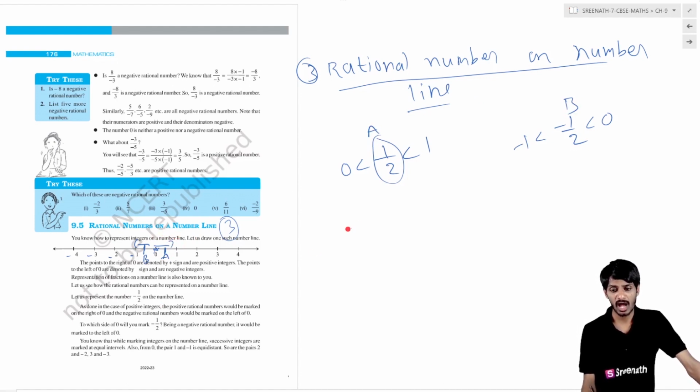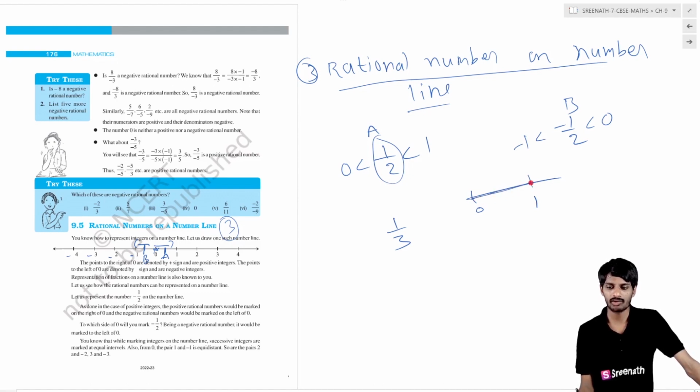Then how do you represent 1 by 3? It is very simple. 1 by 3 means one part out of 3. Suppose this is 0 and this is 1. You have to break the space between 0 and 1 into 3 equal parts: 1, 2, 3. All these have the same equal distance. This part we call 1 by 3, this part we call 2 by 3, and this part we call 3 by 3. If you look clearly, 3 by 3 is nothing but 3 ones are 3, that is 1. That's why here it is 1.